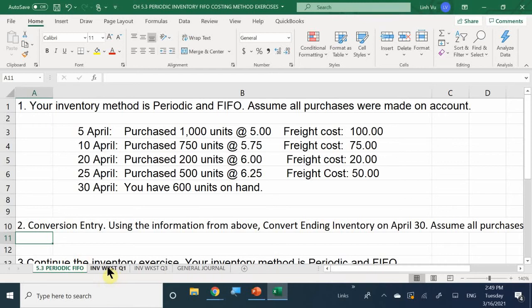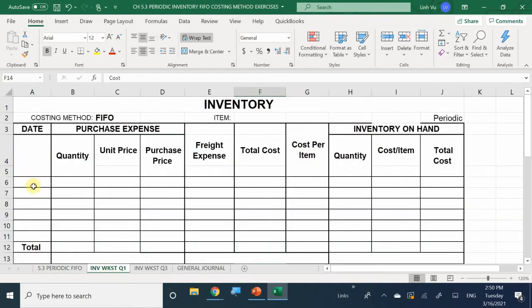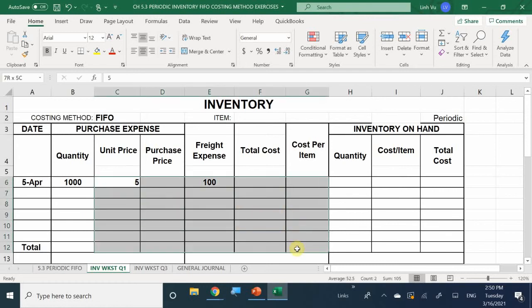So once again, I'm going to go to my inventory worksheet. I'm going to fill in the date, which was April 5th, and I'm going to fill out my table with the things that I know. If I know that I purchased 1,000 items and I know that it cost me $5 each with a freight costing me $100, that's where I can go ahead and proceed on filling out the rest of the table. So I'm going to format it real quick.